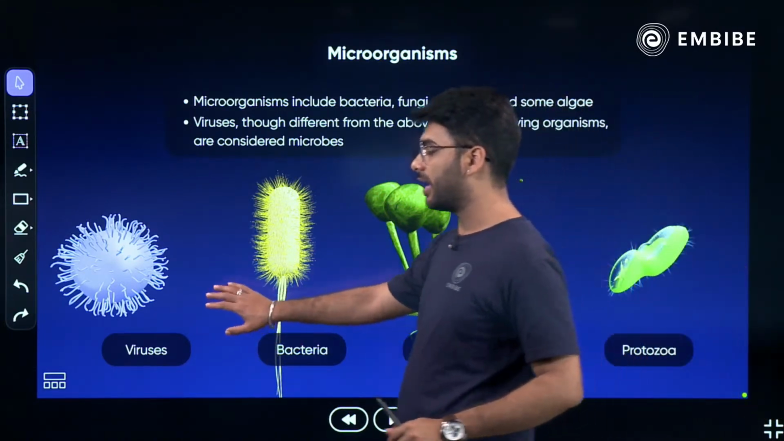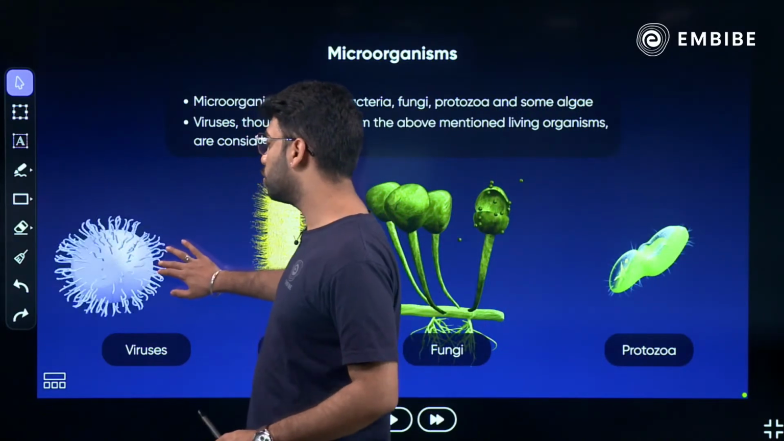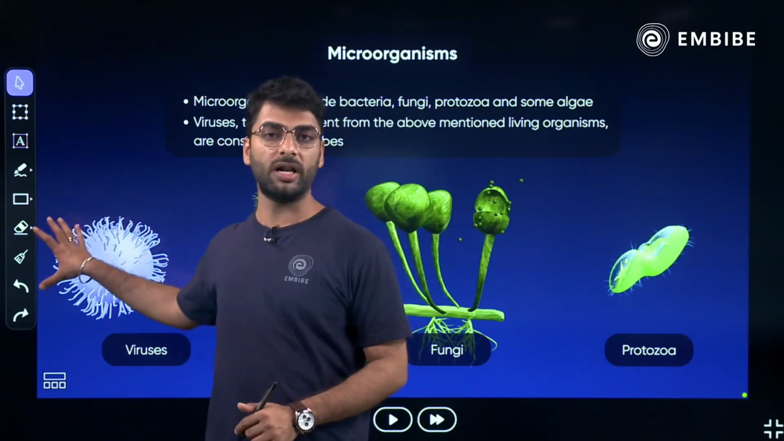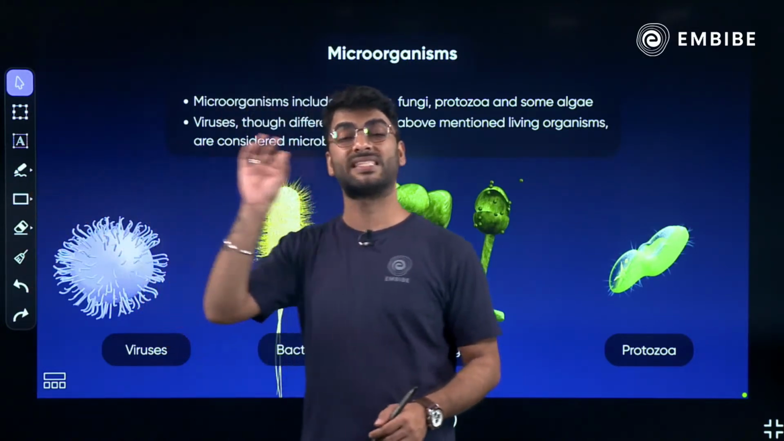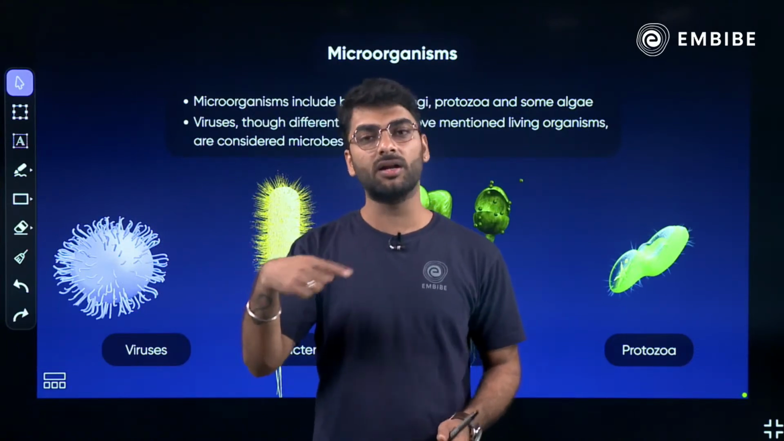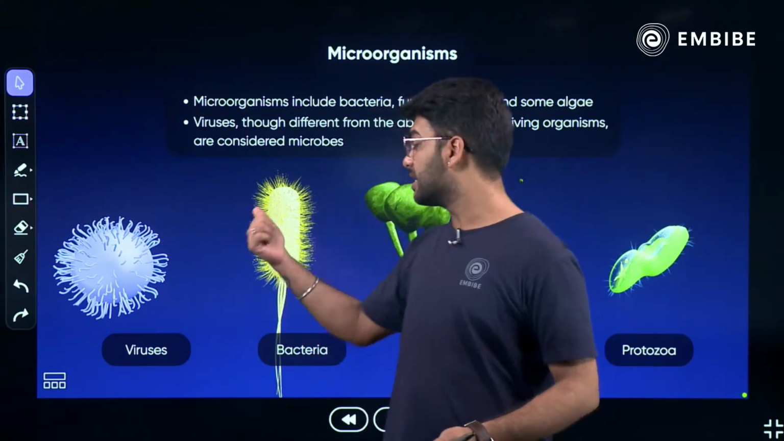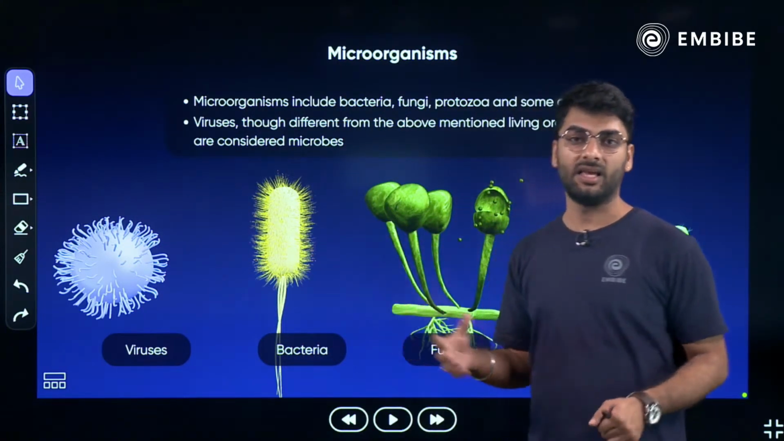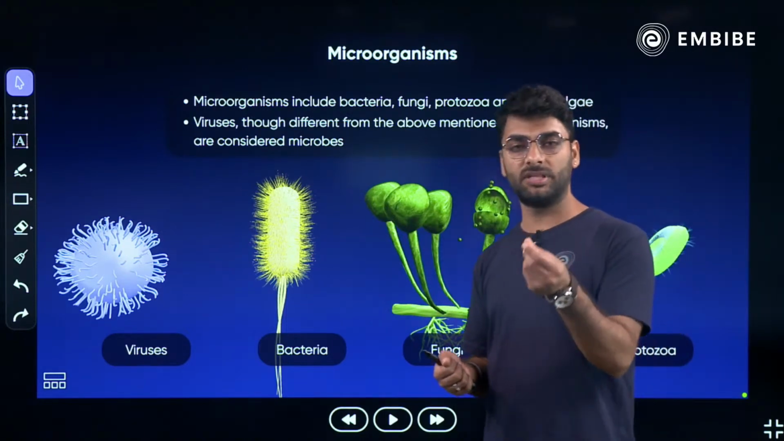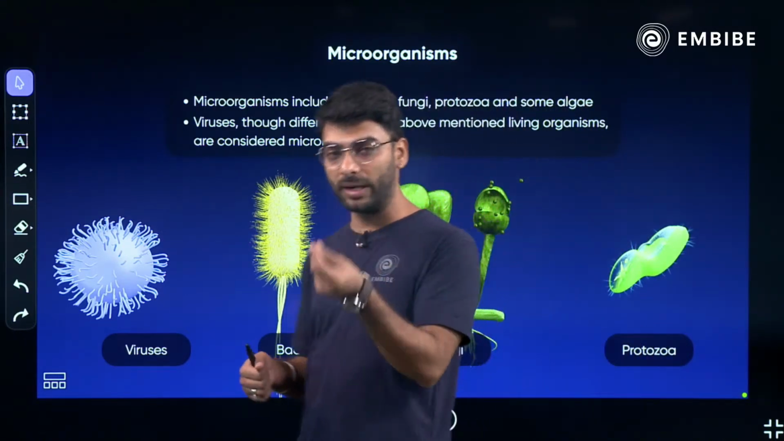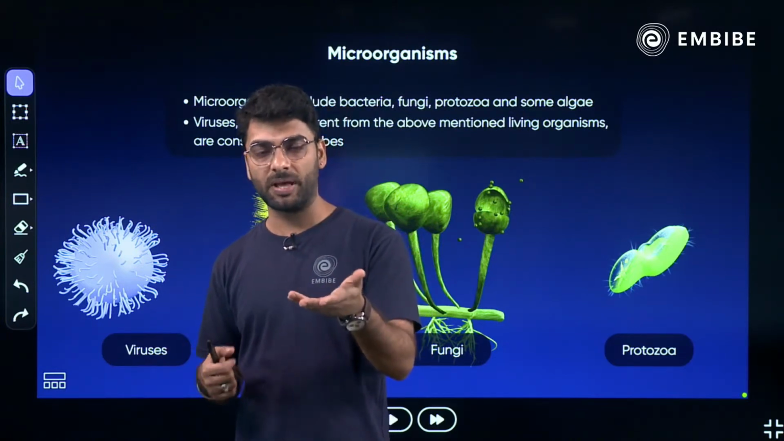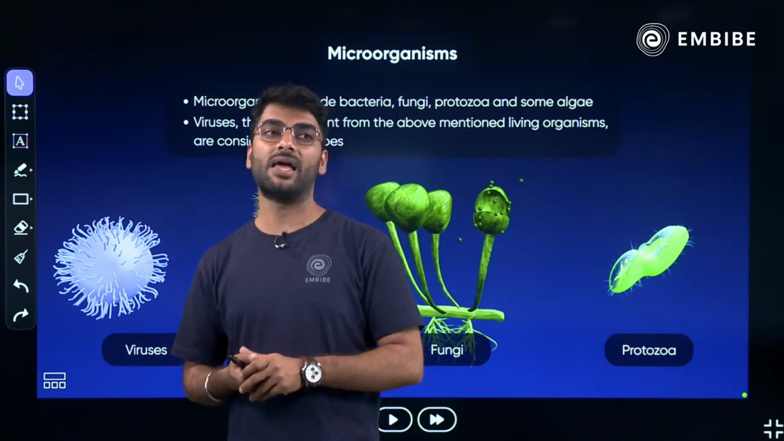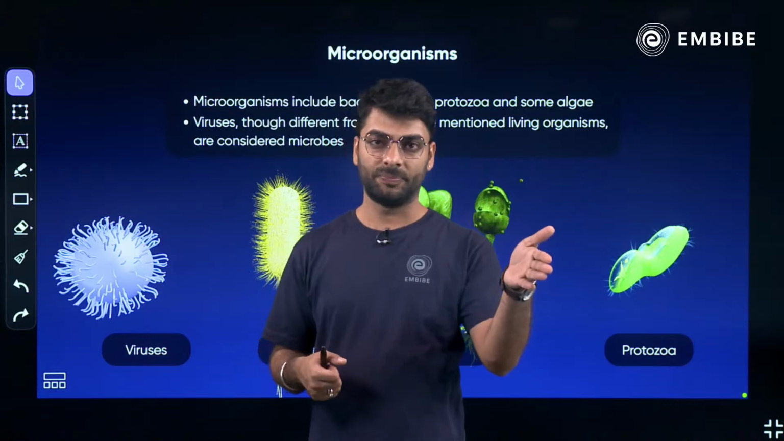And then comes your virus. Now virus, even though they are on the borderline of living and non-living, because of their size, they are considered under microorganisms. And one more is algae. Now algae are photosynthetic, they are aquatic, they can prepare their own food, they are autotrophic, like your Spirogyra, spirulina. Okay?